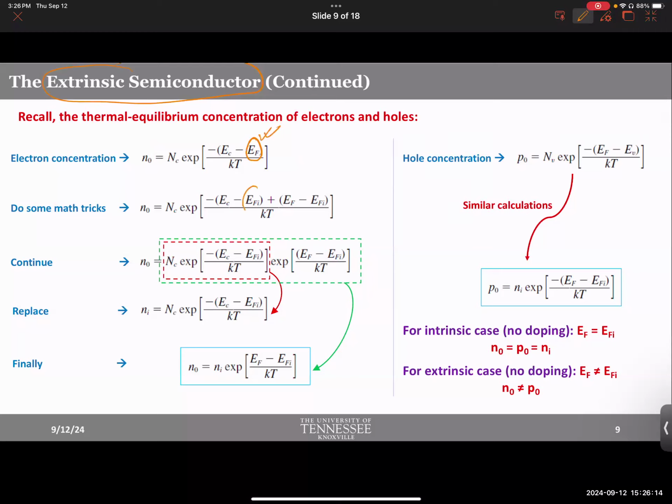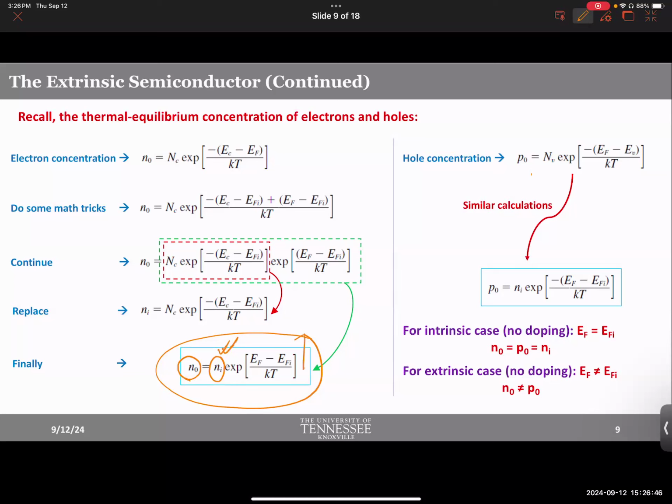But we deliberately added intrinsic in the picture in a way that they will cancel each other out. And then we separated out the Fermi levels, two Fermi levels, extrinsic and intrinsic, to see how they interact with each other. Okay. And then we basically just replaced our previous equation for intrinsic carrier concentration here. Now, this is the take-home message. This equation shows you the number of electrons in an extrinsic semiconductor is related to the intrinsic carrier concentration.